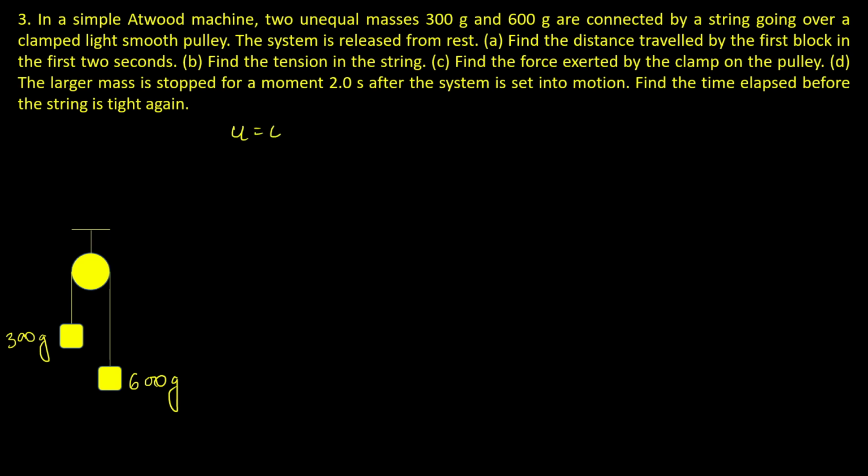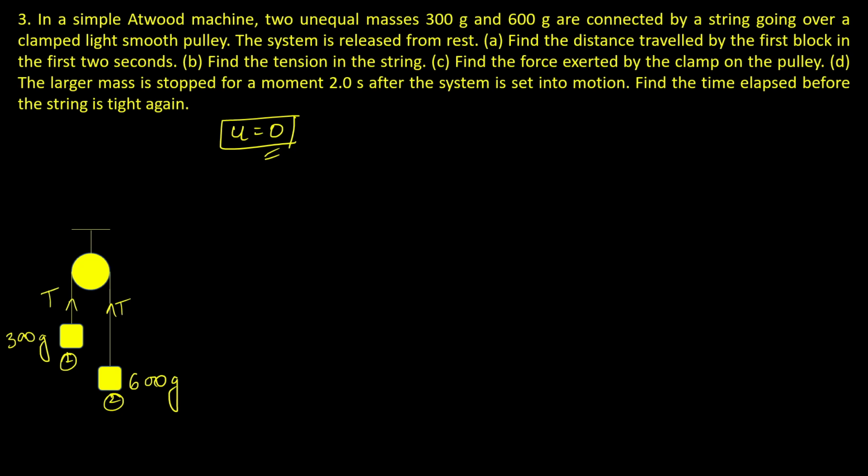U is equal to 0 in every case that this question is going to be asking. Now find the distance traveled by the first block in the first 2 seconds. Actually in the diagram in the H.C. Verma book, this is the first block and this is the second block. So we need to find the distance traveled by the first block in the first 2 seconds. So let us have this first block as the system. Before that, just like in the first question, I told you that if the strings are massless and the pulley is massless and smooth, then the tension is going to be the same. This T is going to be the same throughout the string.